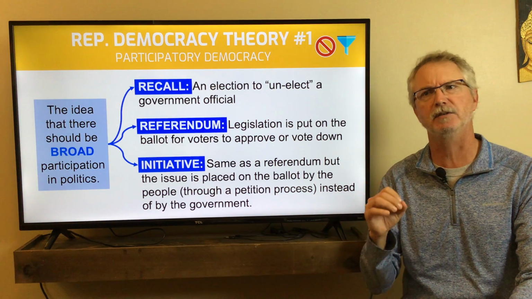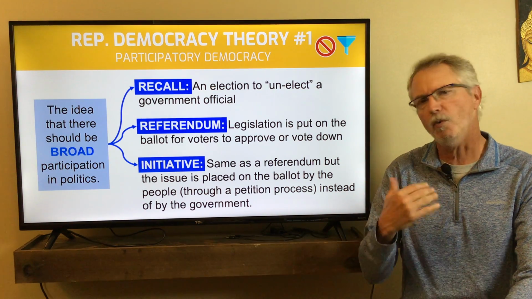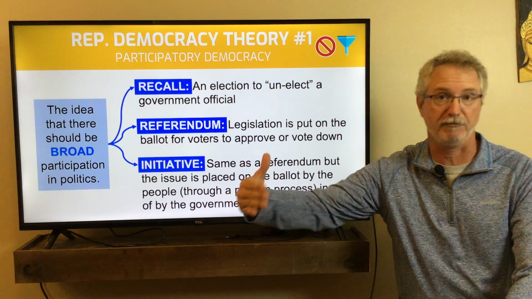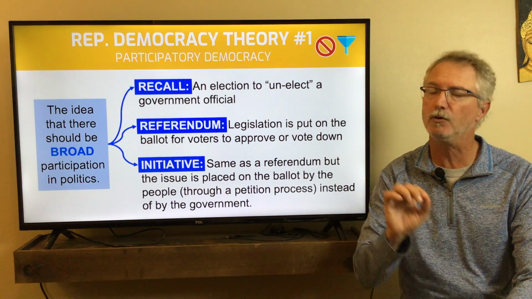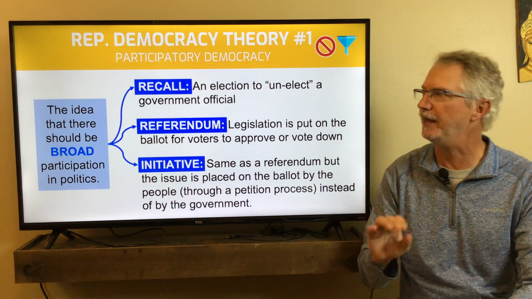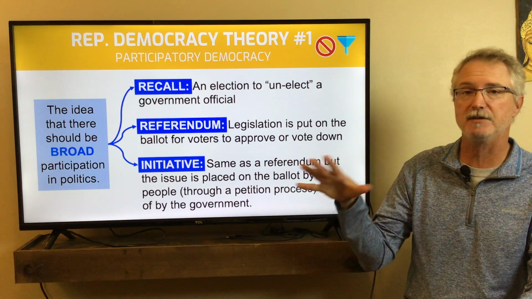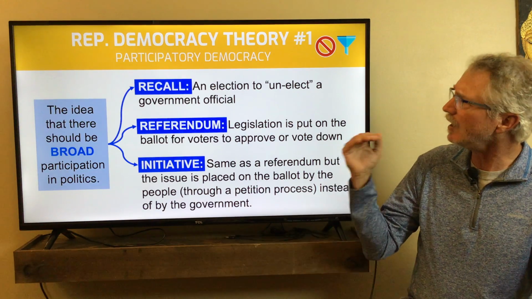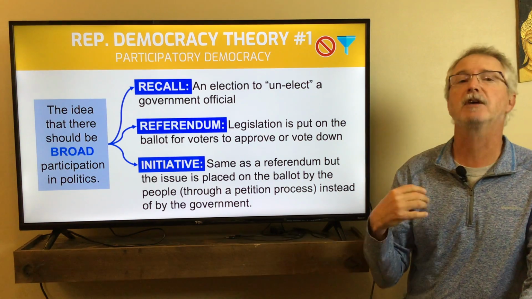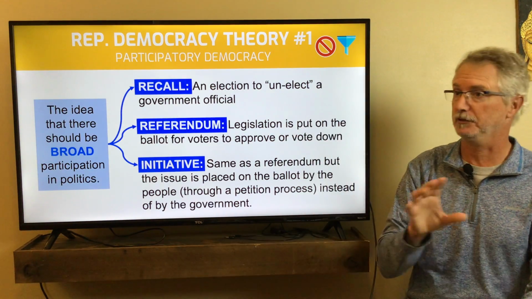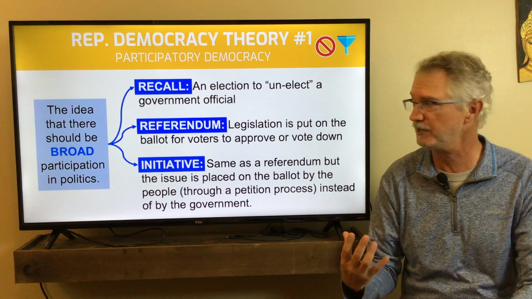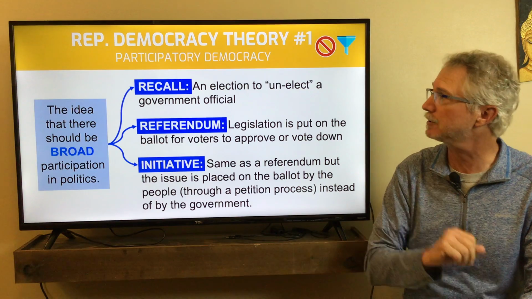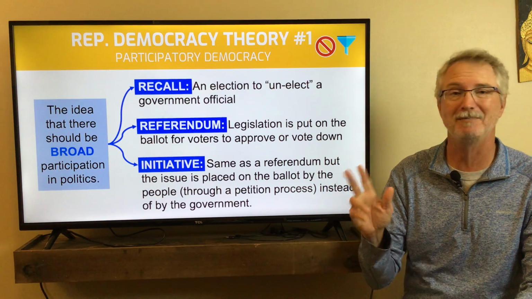If you think about the way the Constitution is set up today, don't we elect representatives to go do it for us? Yes, we do. But what about at the local level or the state level? We don't always do that. And so a lot of times, especially at those levels, we have this idea of participatory democracy, which does not filter democracy really at all because the people are involved in these decisions. And the three types of participatory democracy are recall, referendum, and initiative.